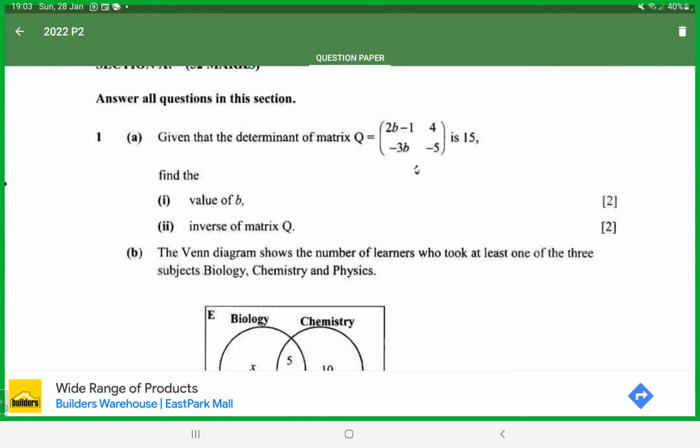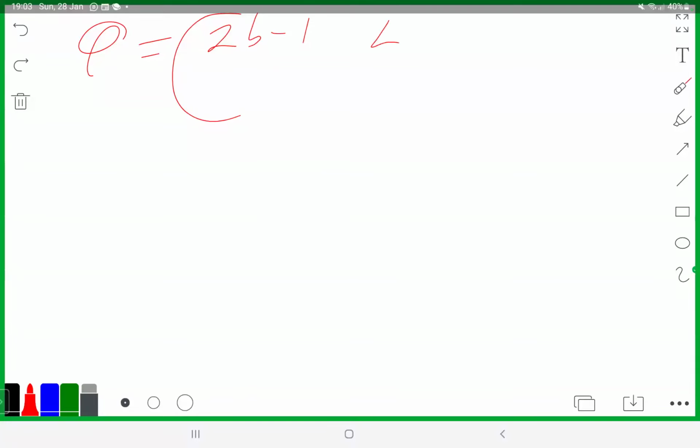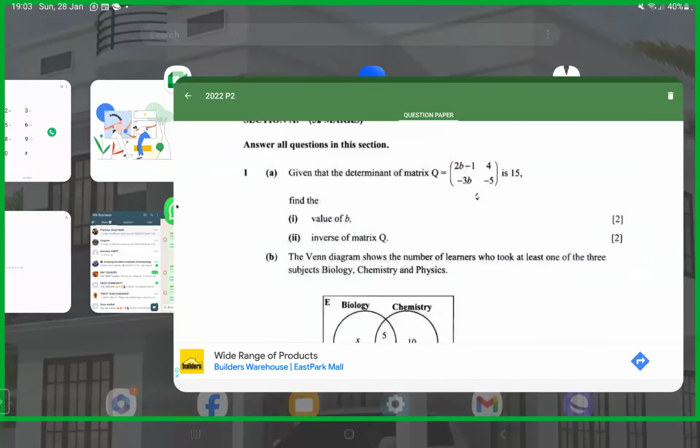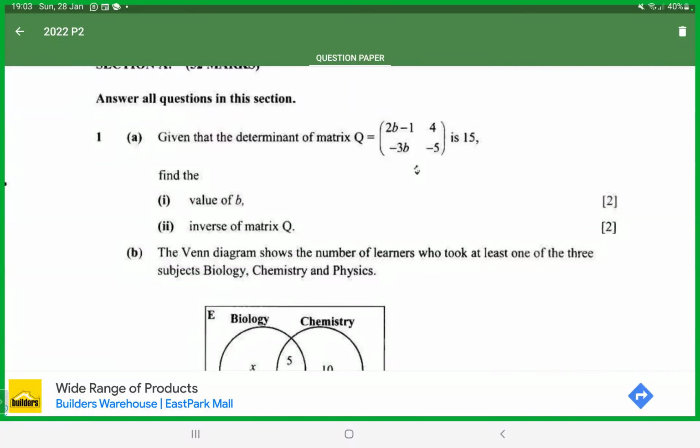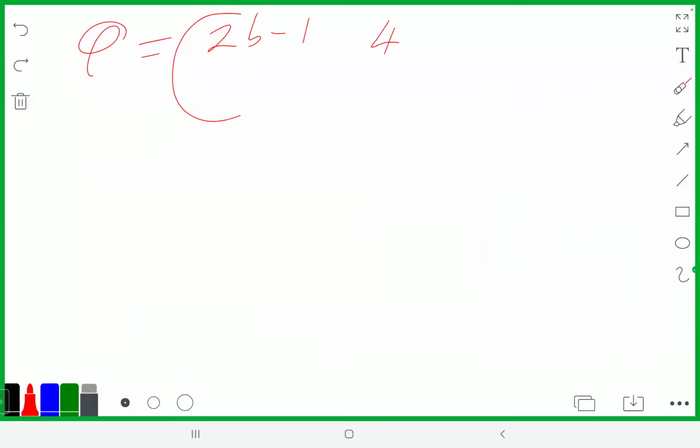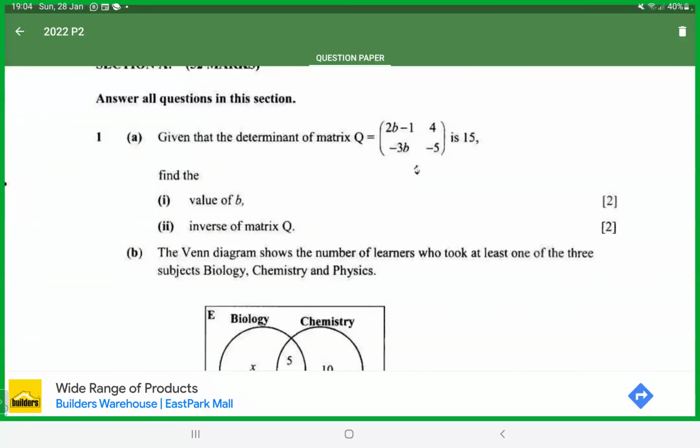Are you able to see it? It was 2022, matrix Q, 2B minus 1. Let me copy it. The matrix Q is equal to 2B minus 1, 4 here, then negative 3B, negative 5. And the determinant is equal to what? 15. That's what they have told us. So we are told to find the value of B and the inverse of the matrix.